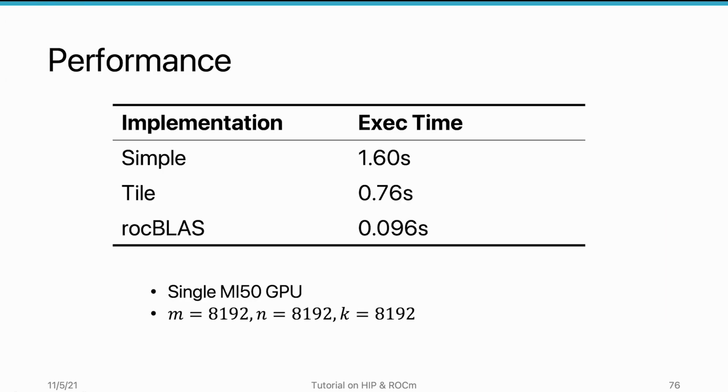So let's compare the performance. We have tried 3 different ways to implement this code, and we ran on a single MI50 GPU, where M, N, and K are all equal to 8192, that's 8K matrices. With the naive implementation, the execution time is 1.6 seconds, and the tiling implementation takes 0.76 seconds. As you can see, by applying this tiling operation, we can improve the performance by almost 2 times.